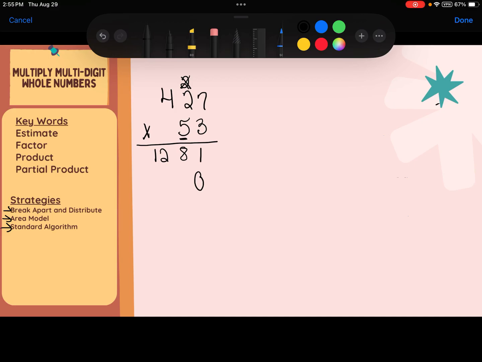Here we have 5 times 2 is 10, plus 3 is 13. Write the 3, carry the 1 to that next column. 5 times 4 is 20, plus 1, 21. And we add, 1, 3.